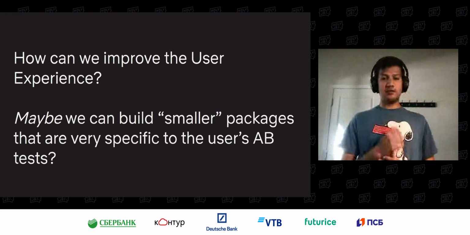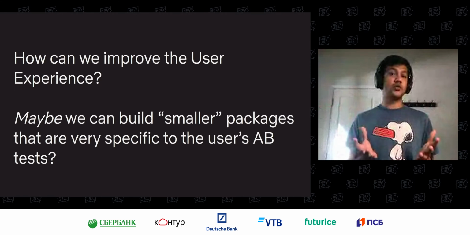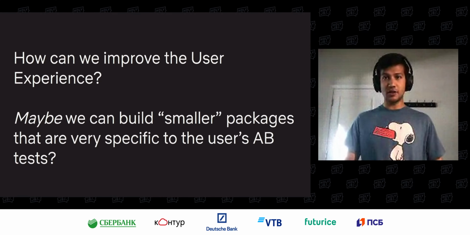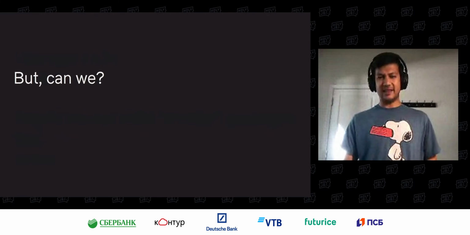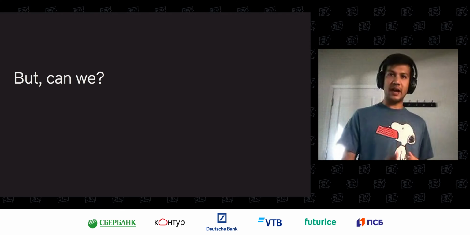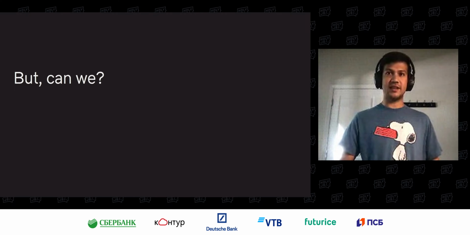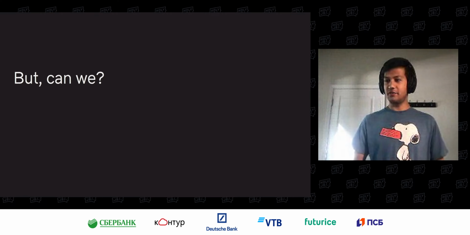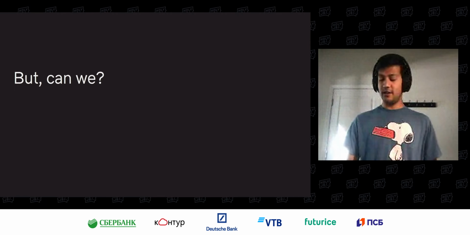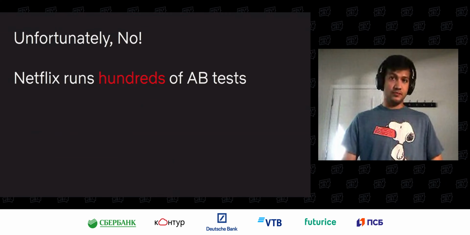Logically speaking, maybe we can build smaller packages, and these packages could be very specific to a user's A/B test. Sounds logical, but can we really do that? Is it really possible to build smaller packages that are tailored to a user's A/B test allocation, or to the device they are accessing it from, or the region they are accessing it from? Turns out for Netflix, the answer was no.